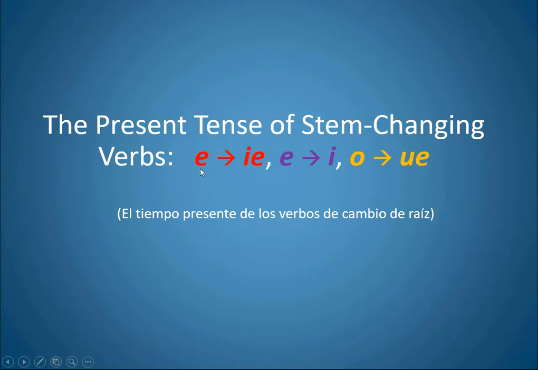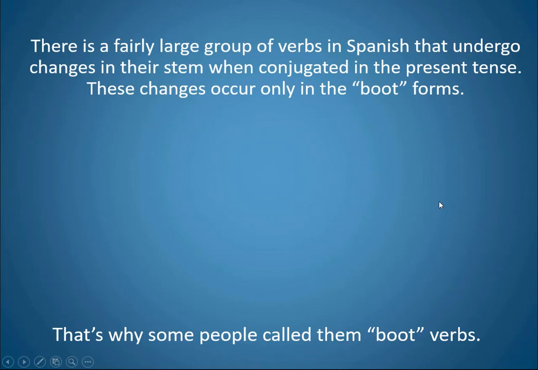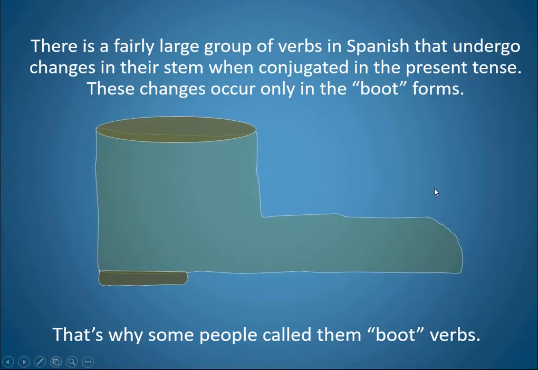These sound IE, E, O, UE. So what are these stem-changing verbs? We already learned a few of them last week. There's a large group of them and they have changes.